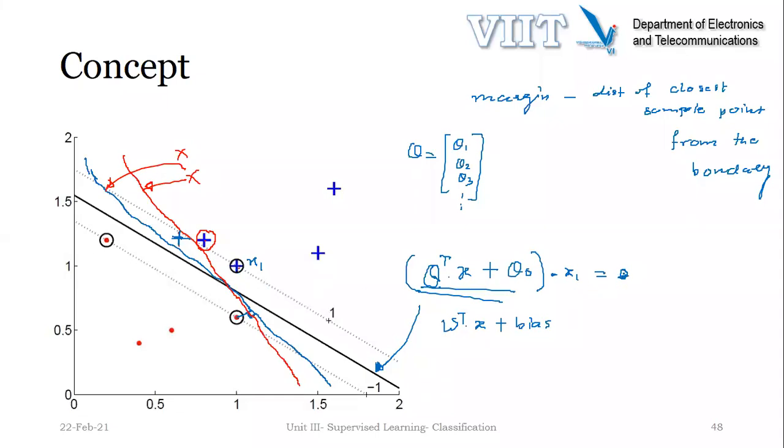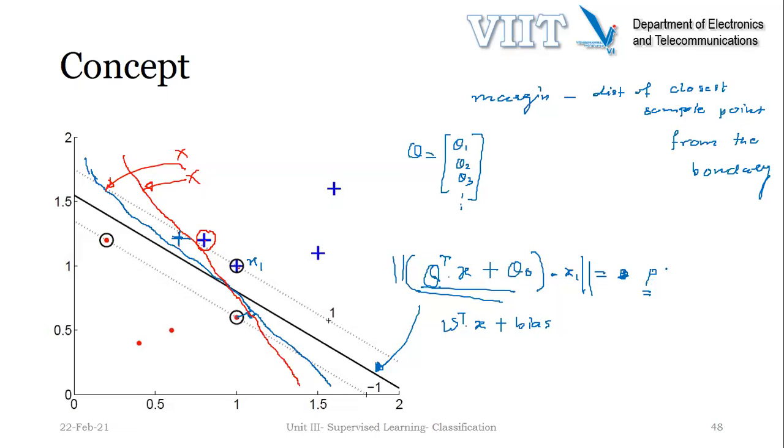So when we find the dot product of these two, x1 is one vector and this is another vector. If I find the projection of this x1 on this, I will get the distance. And once I get this distance, I am ensuring that this distance must be some parameter rho.